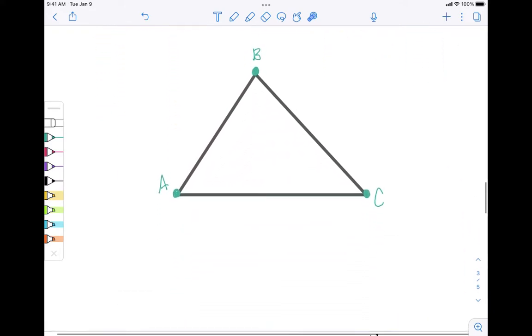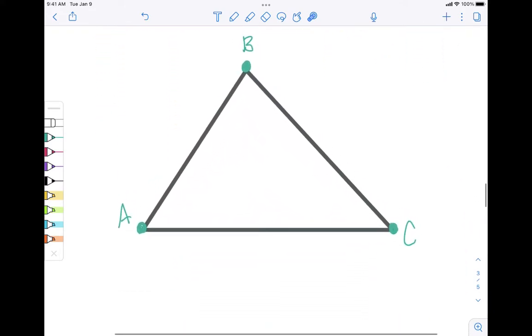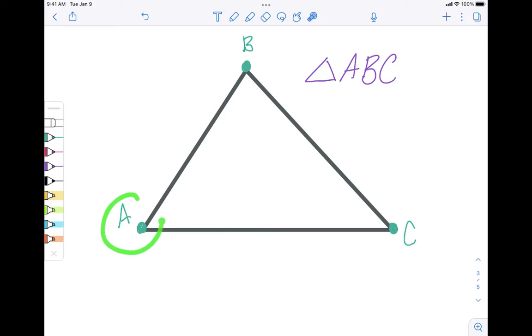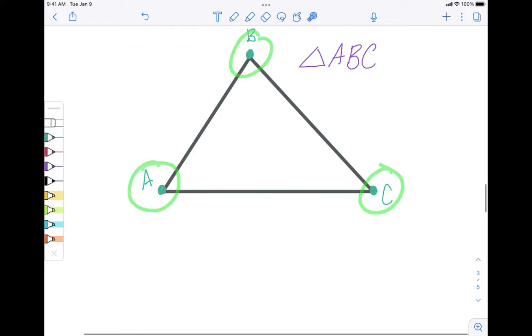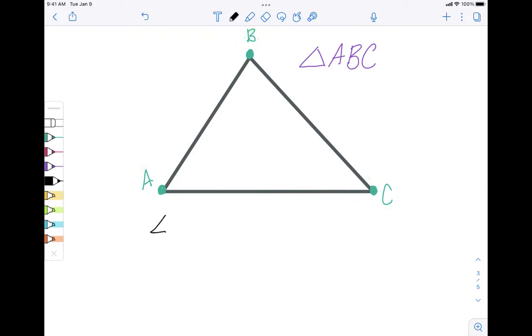So let us take a look first at this triangle. This is triangle ABC, and we label it like that with a little triangle symbol. We have a few parts in this triangle. We have three angles, that's why it's called a triangle: angle A, angle B, and angle C. Three angles, angle A, angle B, angle C.